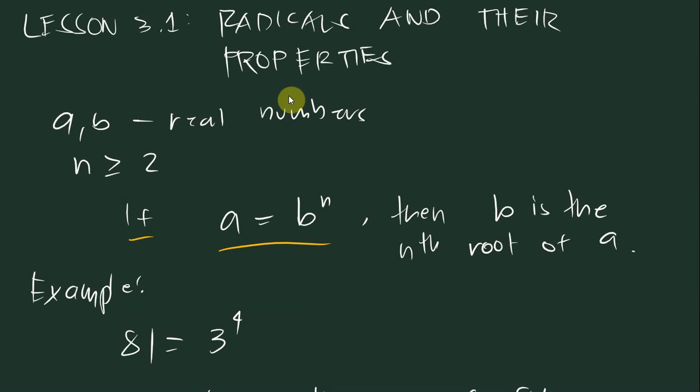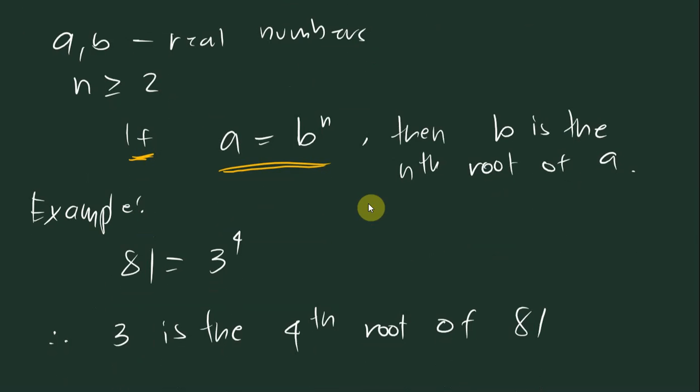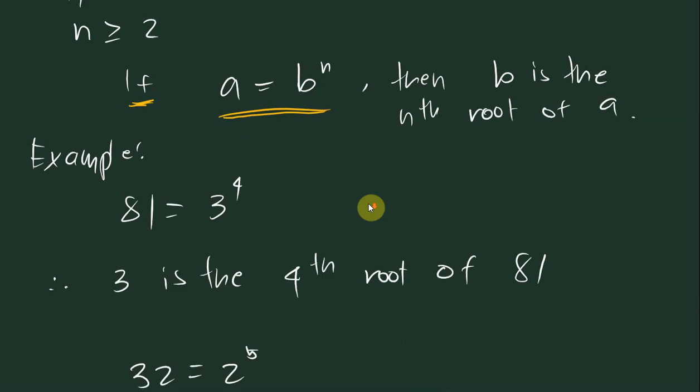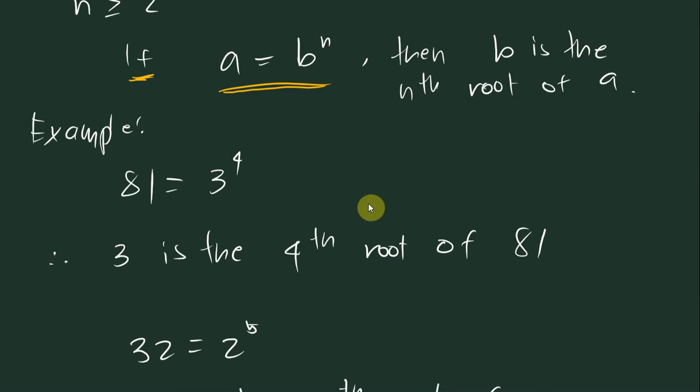Okay, so if we take two real numbers a and b, and n is greater than or equal to 2, then if a is equal to b raised to n, then b is the nth root of a. Okay, so let's have some examples here. Let's say you have 81 is equal to 3 raised to the 4, right? Okay, so if that's the case, then 3 is the fourth root. As you can see here, this is the fourth root of 81.